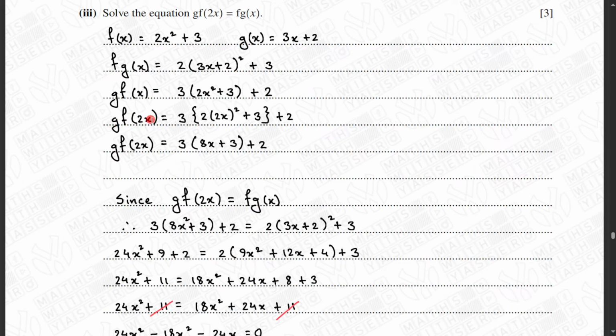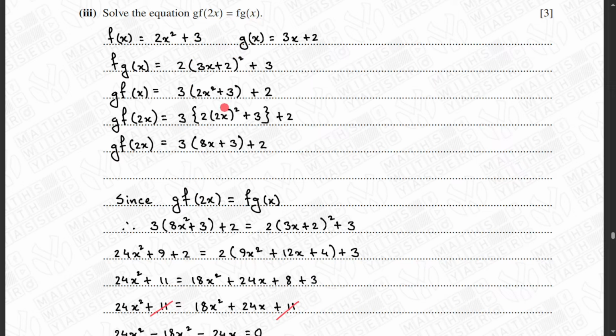So gf of 2x should be 3 within brackets 2, again within brackets 2x whole squared, plus 3, bracket close, plus 2. So we are replacing x with 2x. So gf of 2x must be 3, and if we simplify this, we get 3 within brackets 8x squared plus 3, plus 2.